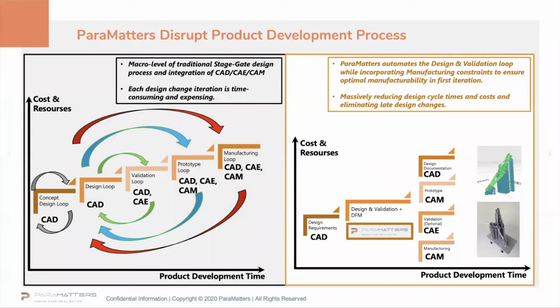So if you look on the left-hand side here, the traditional design loops that occur between the designer, the analyst, the manufacturing groups. This still exists today, where there's a conceptual design loop where you're getting the design concept, which is typically taking an existing design and modifying it. Then, of course, you've got the validation loop where the design engineer has to go to the analyst, and there's a back and forth there.